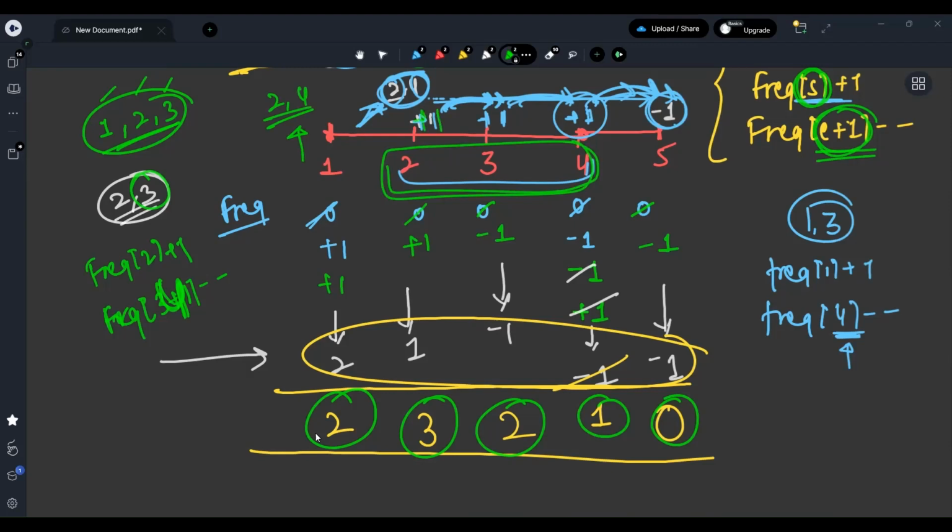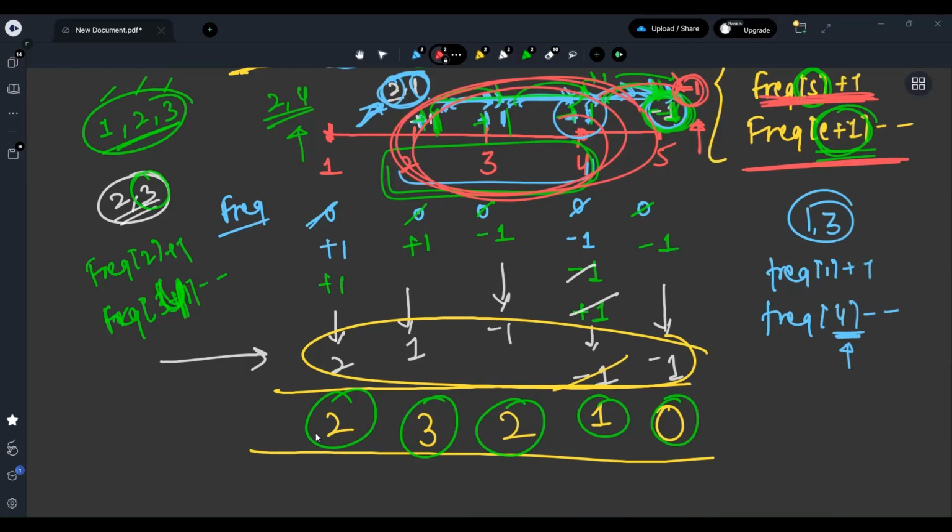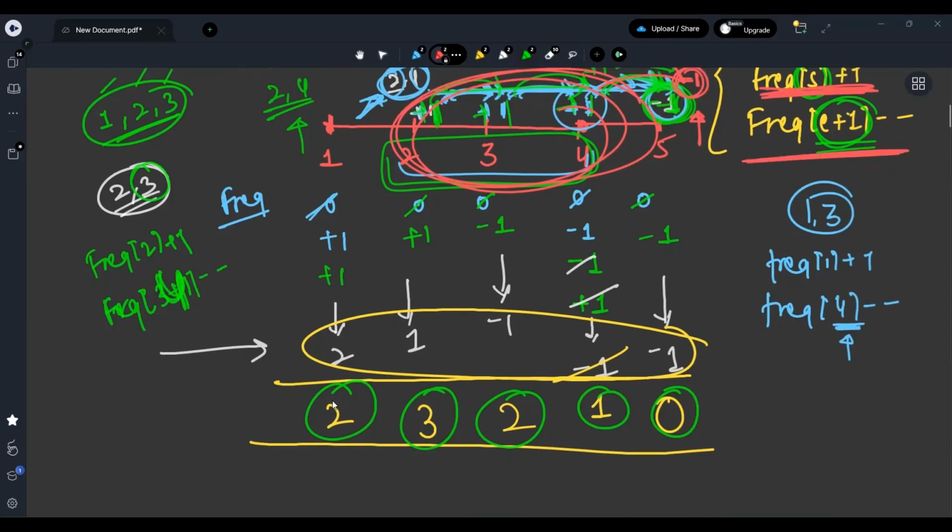So plus 1 will be done here, and when I traverse the array, I will carry the plus 1. At the next position, I will do minus 1, so that when this plus 1 comes here, it says just do minus 1 because I am only for this range, not more than that. This is the intuition for why I'm doing frequency of S plus plus and frequency of E plus 1 minus minus.